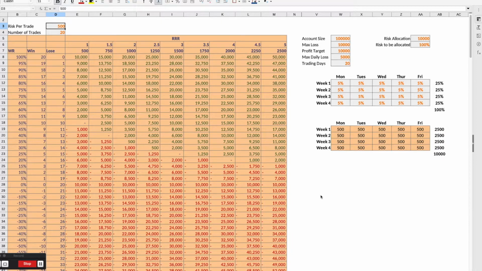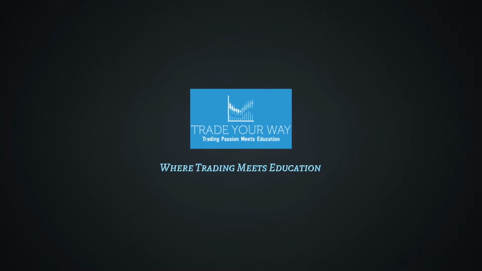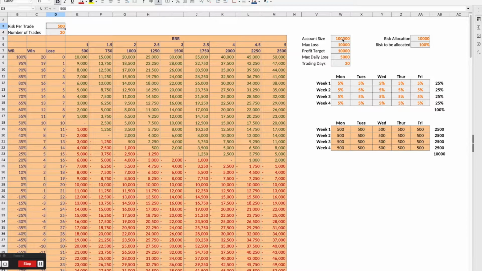Let's get started. Account size, let's assume 100k. You can change that to 10k or 5k. Let's assume a 10% maximum loss on the account overall. Profit target, we're looking to make 10%. Maximum daily loss is going to be no more than 5,000, so 5% of the account.